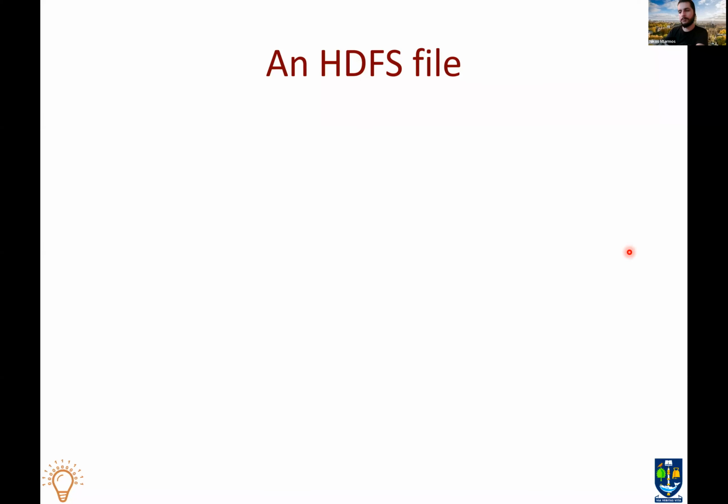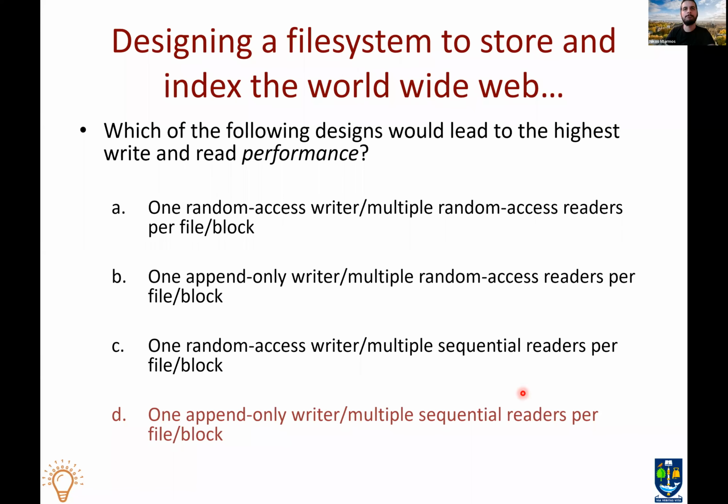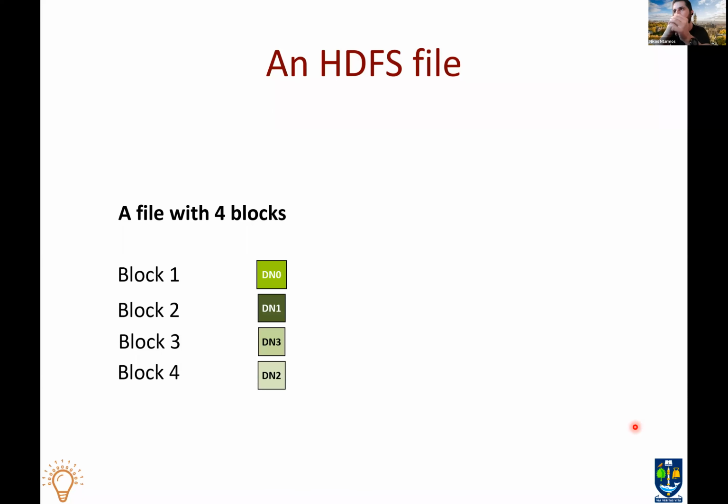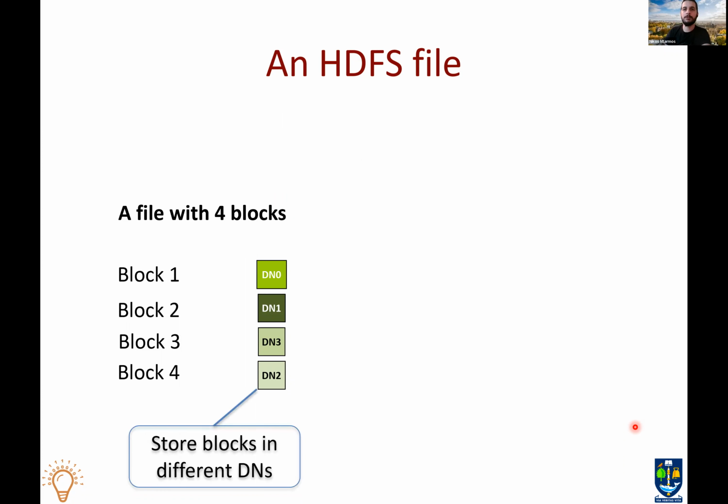So this is where we stopped. Let's see what an HDFS file looks like. Typically, your file is made up of blocks, as we said. These blocks should be stored on data nodes, and then they should be indexed by the name node. You want these blocks to be stored in different data nodes. Why would you want to avoid having all of those blocks on just one data node?